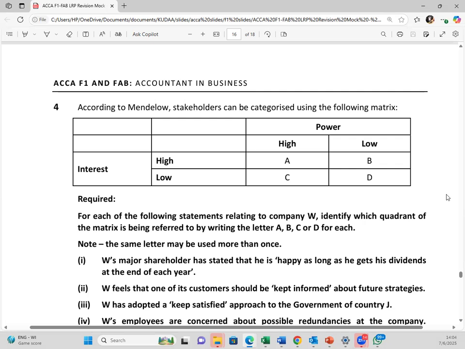Then we have the stakeholders that have low power and low interest. Those ones, keep minimum effort on them, or even ignore them. Let's move on.